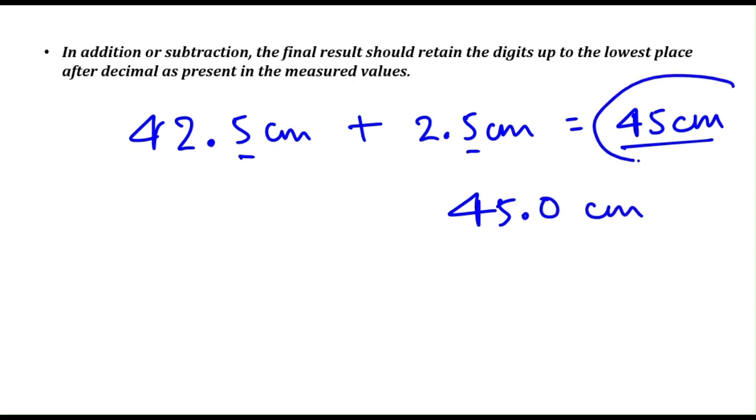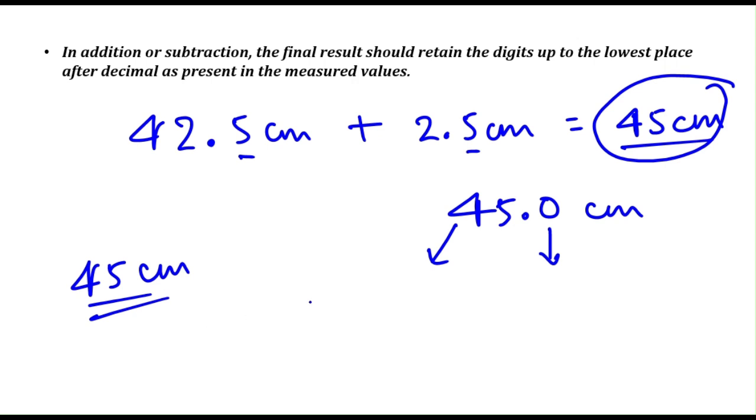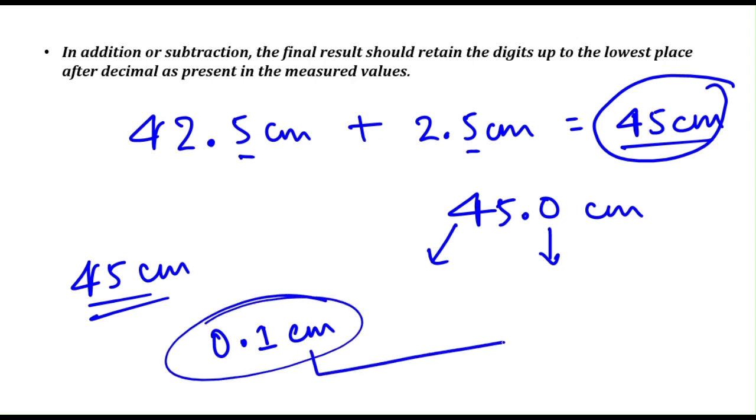If we are writing in this way, actually we are losing a piece of information, and that is about the precision of the instrument used in the measurement. So if we are writing only 45 centimeter, then we can't say that the instrument we have used has precision of 0.1 centimeter. This information will be retained only when we are keeping this 0 after decimal. So in this way, in addition or subtraction, we have to keep the lowest decimal place.